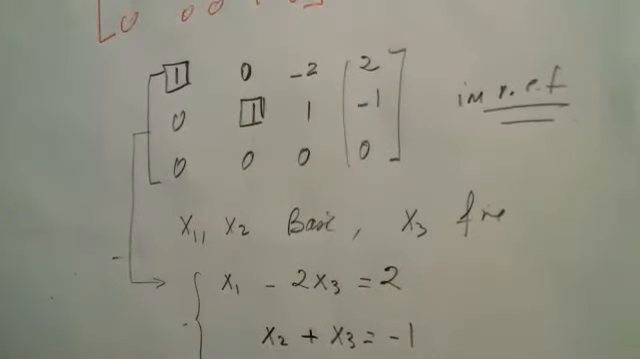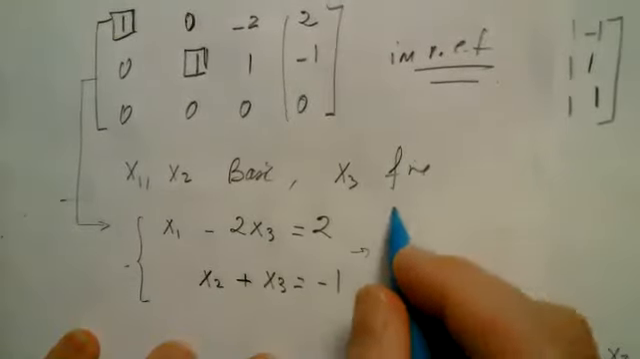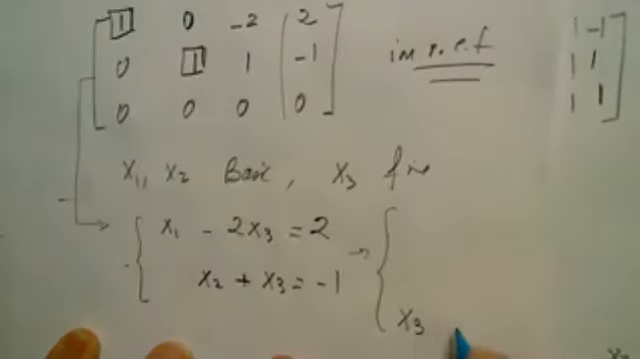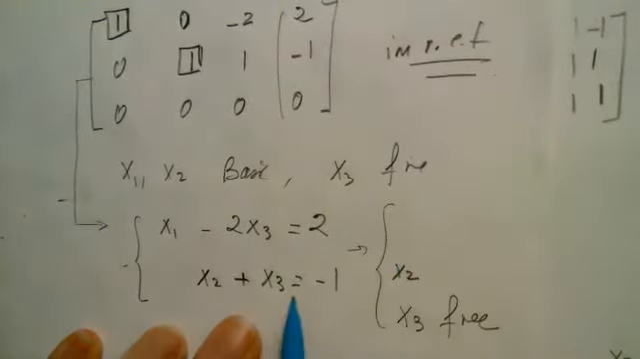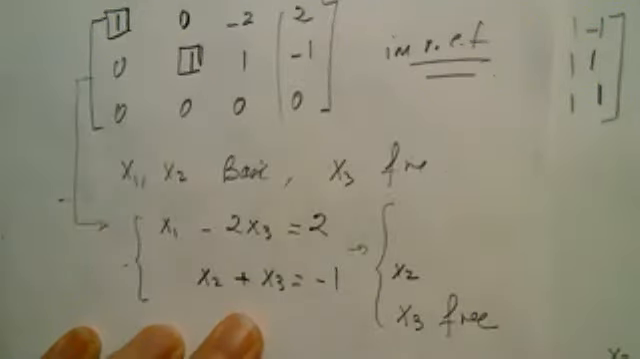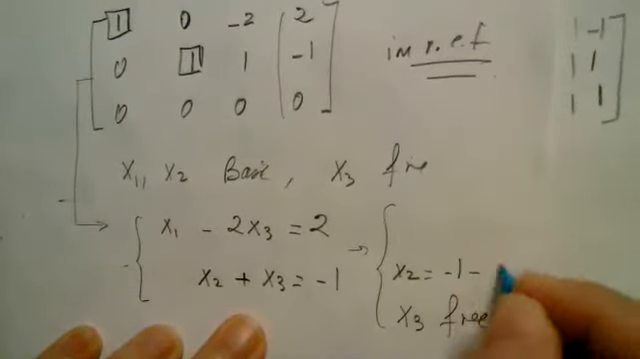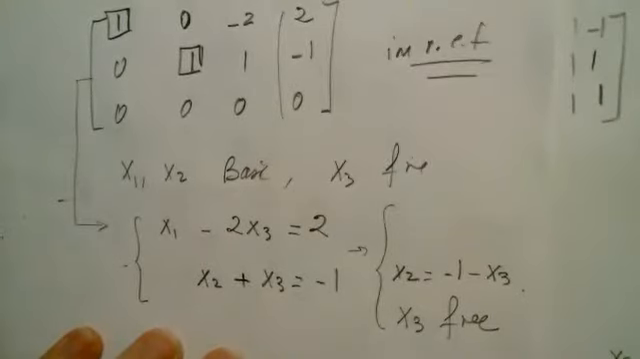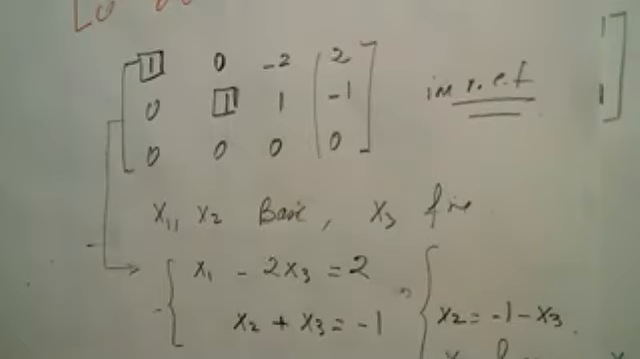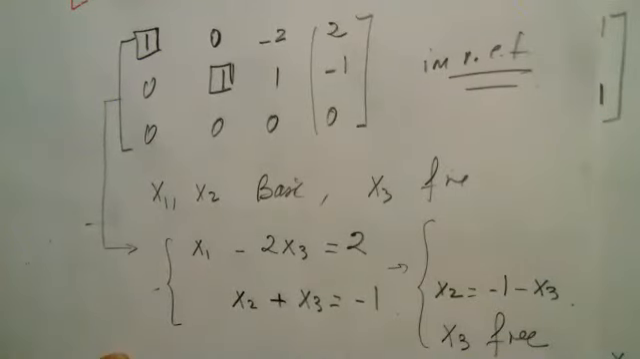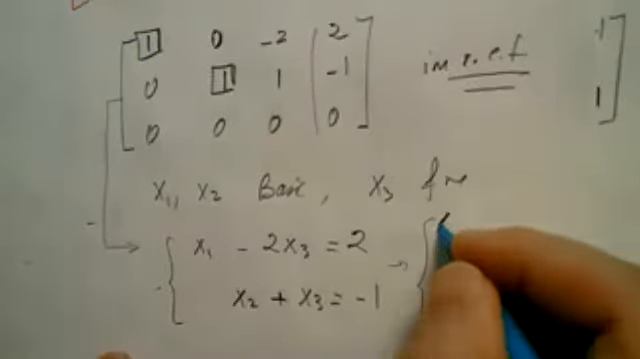What's the benefit of doing this? Now we're going to solve. We solve in the same way, by substituting. x3 is free. I'm not really touching it. What is x2? Minus 1 minus x3. What's the benefit of stopping at the reduced echelon form? Can anybody see the benefit? What is x1?